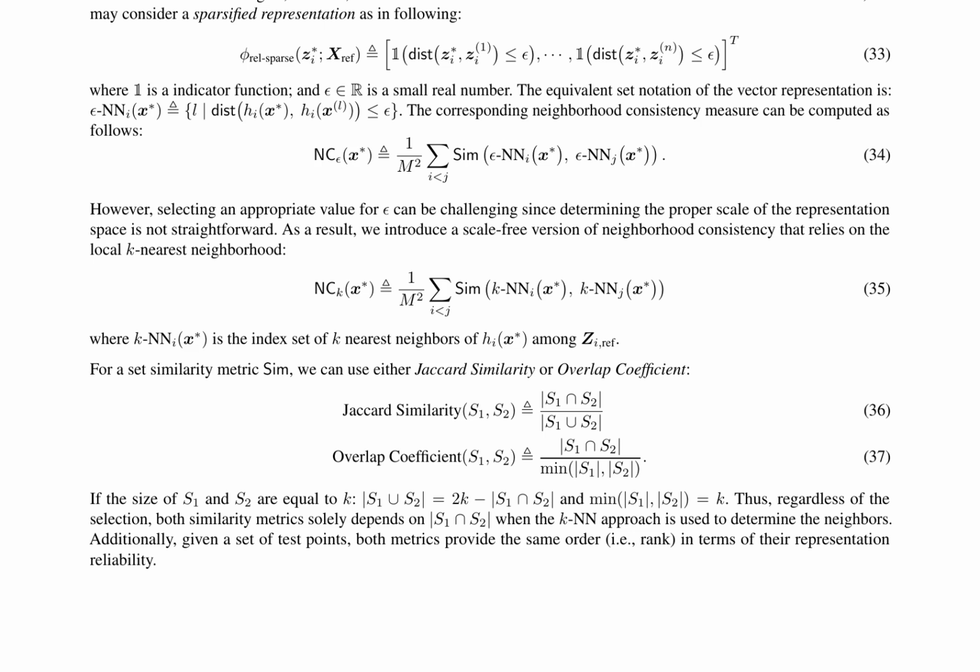The authors then define the neighborhood consistency measure, NCE, relying on the ENN set notation. However, selecting an appropriate value for E can be challenging, and therefore, a scale-free version of neighborhood consistency, NCK, is introduced, relying on the local nearest neighborhood. The authors propose using either Jaccard similarity or overlap coefficient as set similarity metrics, solely depending on the intersection of the sets when using the KNN approach.